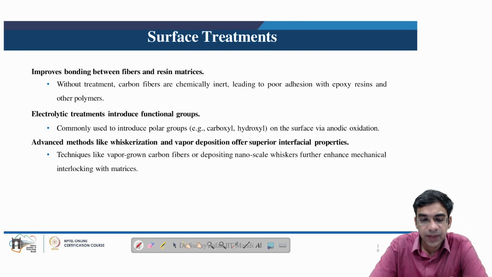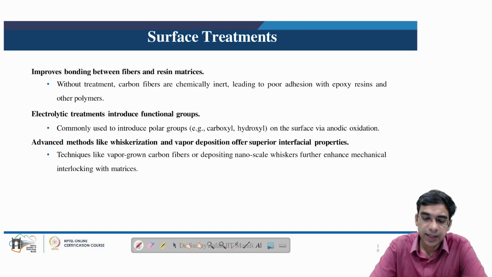After this, we enter the surface treatment step in the manufacturing of carbon fiber. In the surface treatment step, we have seen the use of electrolytic treatments, which are used to introduce functional groups and also help to remove impurities from the surface. Commonly, polar groups are introduced on the fiber, which include carboxyl and hydroxyl groups on the surface via anodic oxidation. Surface treatments are also known to improve the interfacial bonding between the fibers and the matrix, that is the resin matrix.